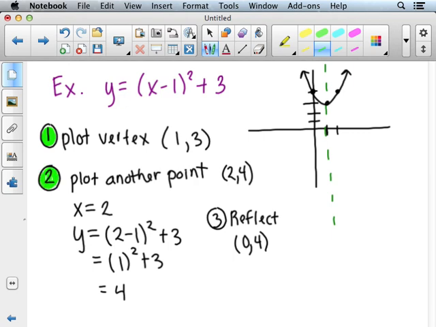Second, plot another point. I picked x equals 2. I could do that because 2 is not the same as the x for my vertex. I substituted in. I got a y value of 4. So my other point was 2, 4. So here was my vertex. Here is my other point. And then I reflected it, third step, to get my third point, and I connected. Okay? And that's it.